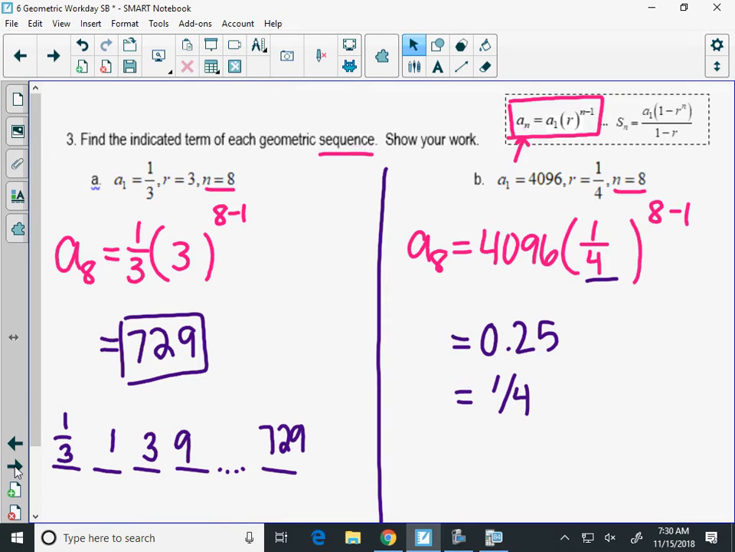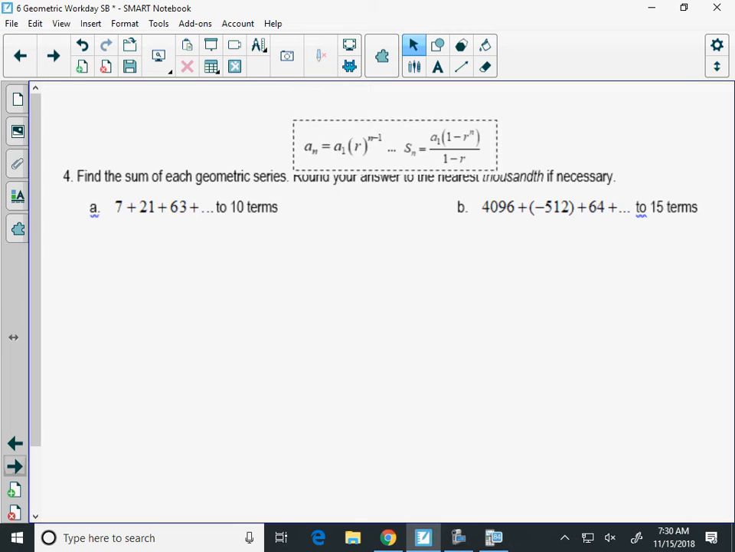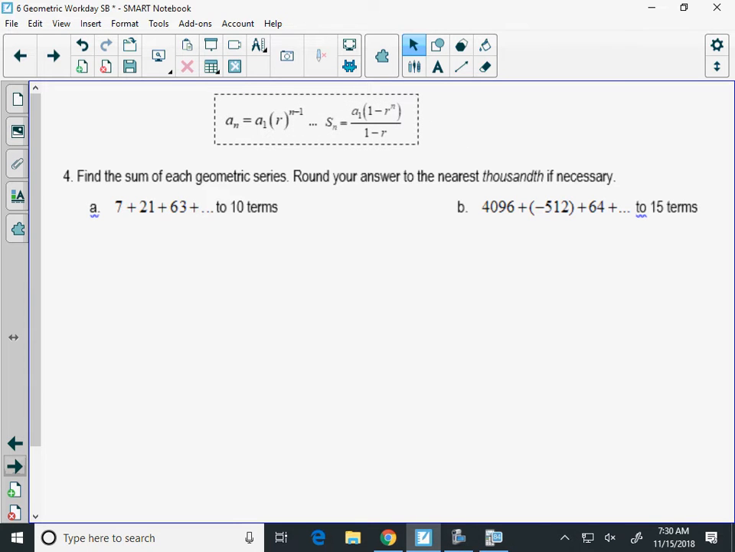Now let's jump to number 4, which asks you to find the sum of each geometric series. A geometric series is when you are adding up all the terms of a sequence. So we're going to use the S sub n formula to find the sum of the series. Here we have to identify a little bit of information. I'm given that the series is 7 plus 21 plus 63, and we're adding up all the terms until the 10th term in the pattern.